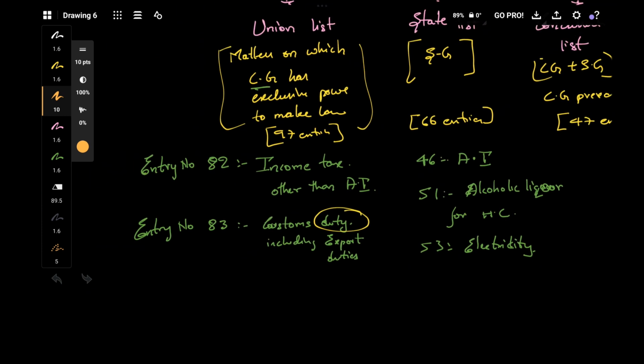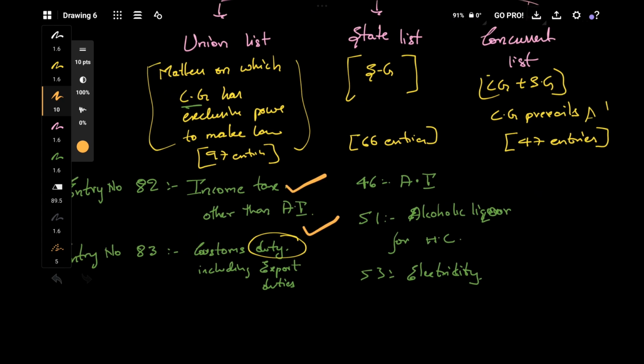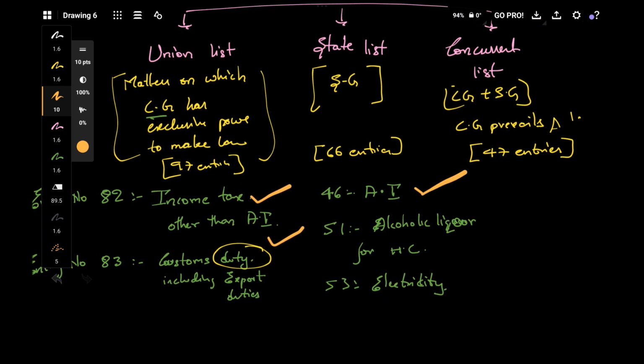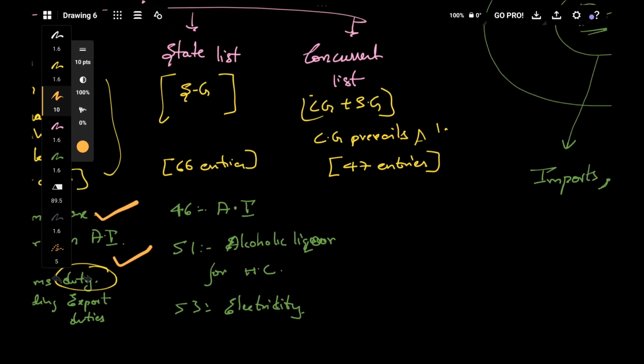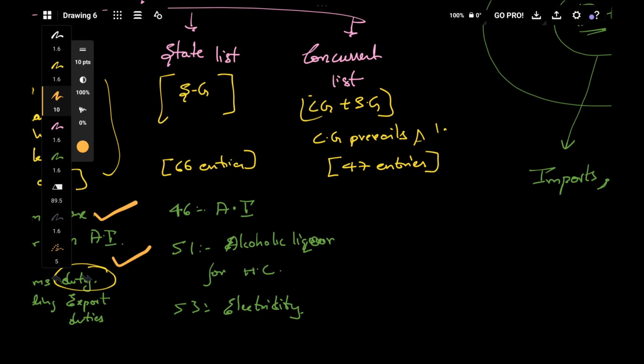In the union list, the central government list, we have income tax and customs duty. In the state list, we have agricultural income, and entry number 51 is alcoholic liquor for human consumption, and electricity. These are the things on which the state government can make laws and levy tax. In the concurrent list, there are 47 entries. If there is any dispute between the central government and state government, the central government's decision prevails.